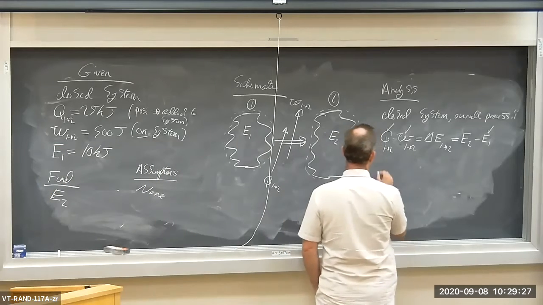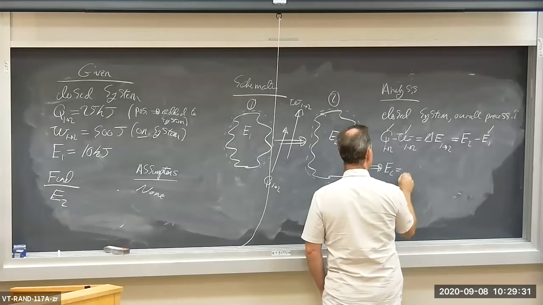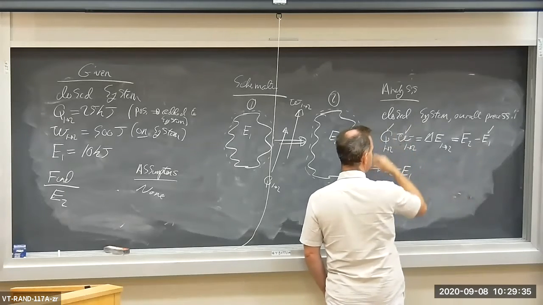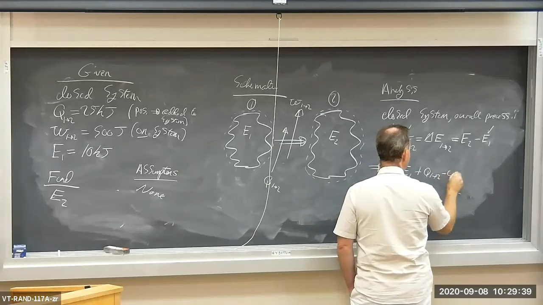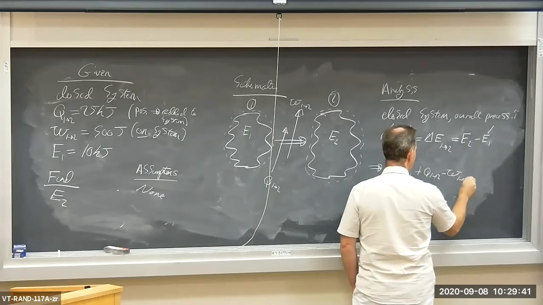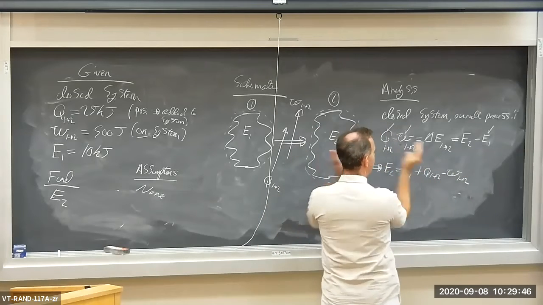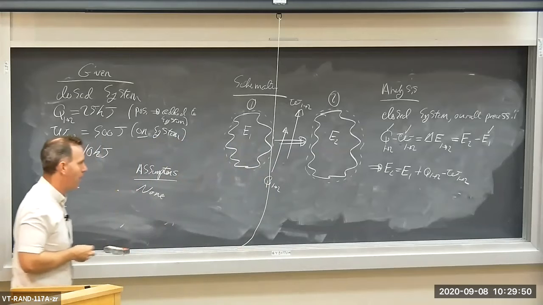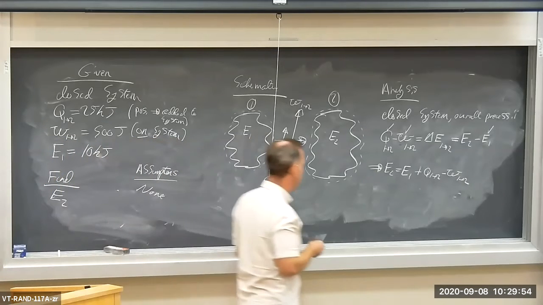Let me solve for E2, which is what I want. E2 is equal to E1, put this over on the other side of the equation, plus Q1 to 2 minus W1 to 2. Okay? So I just move the E1 over on the other side of the equation, and then I flip the equation, and I get E2 is equal to E1 plus Q minus W. And I have all three of the terms on the right-hand side of the equation.